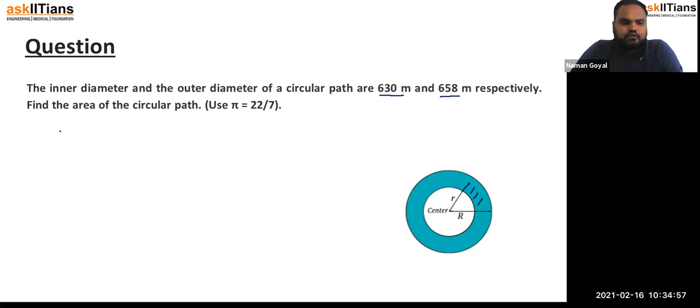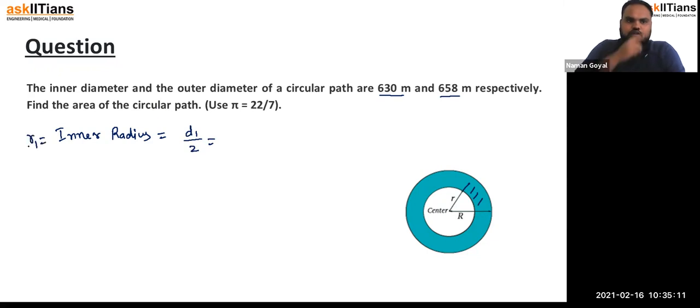So first of all, we are going to find the inner radius. What is it? Diameter upon 2. We know that the diameter d1 upon 2, which we can take as r1. So the inner radius is 630 divided by 2. How much did you get? If you divide 630 by 2, you will get 315 meter.